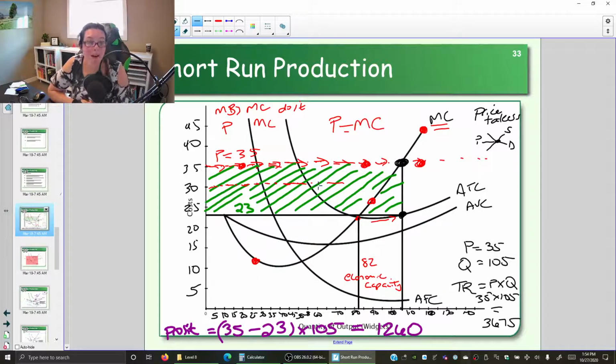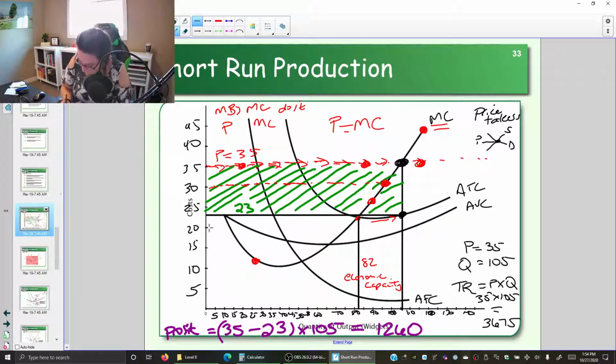Where do we stop? Well, if the extra cost is more than the price of 30, we would want to make less, and we would stop where? We'd stop here where the price equals the marginal cost, where the marginal benefit is equal to the marginal cost. So if the price was 30, the quantity we'd be willing and able to produce would be less, okay? But we're still making profit here at 30.